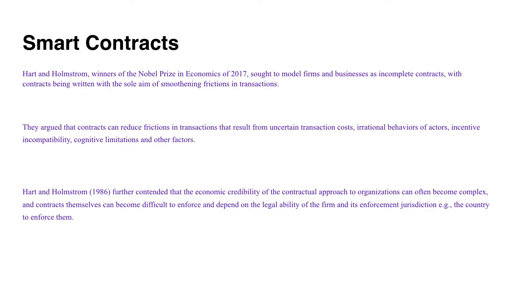Start with smart contracts and this premise of contracts. Hart and Holmstrom were two professors at MIT and they won the Nobel Prize in Economics in 2017. Their main idea was to model firms and businesses as incomplete contracts, with contracts being written with the sole aim of smoothing frictions in transactions. So now let's deep dive into what incomplete contracts are.